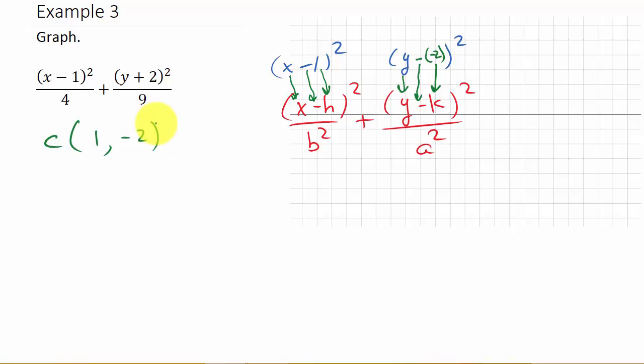The easiest way to remember it for this, because our formula has x minus h and y minus k, your h, k for your center, it's going to be the opposite sign of what you see in front. So since this is a minus in front, it's positive. Since this is a plus in front, it's negative. Okay, so there's our center.